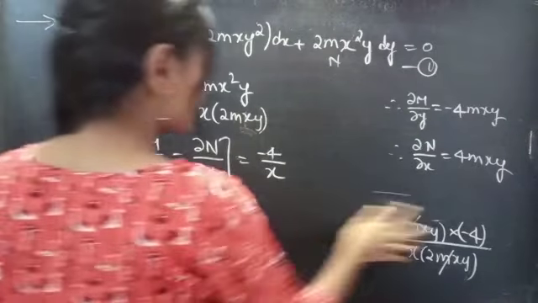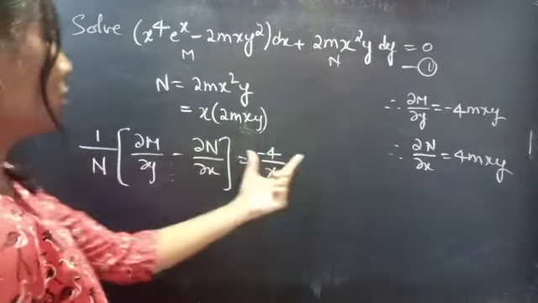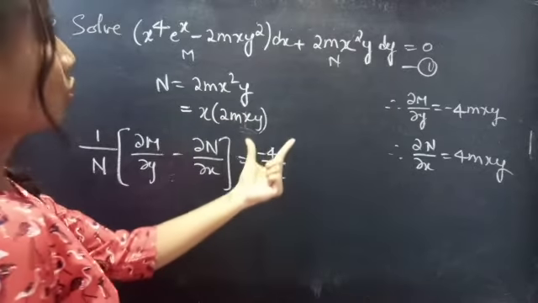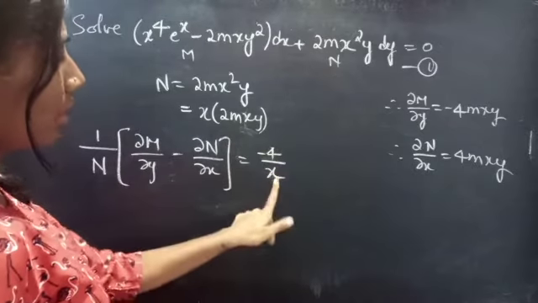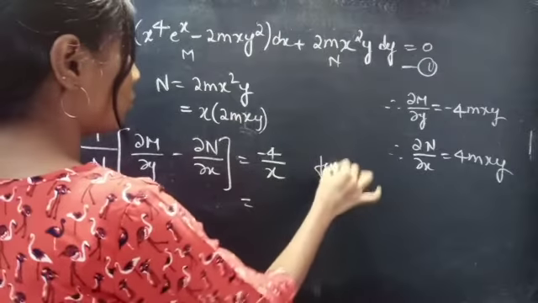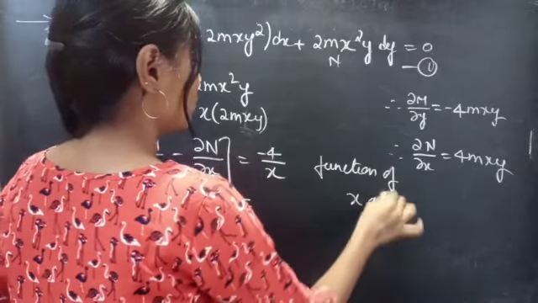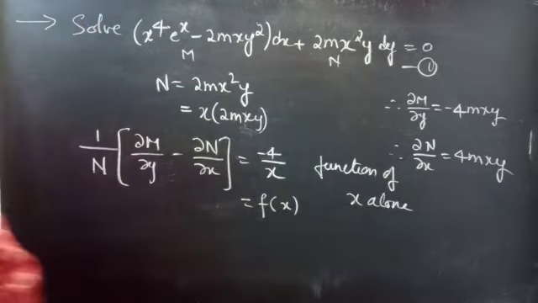Since it does not contain y, right? This function does not involve any y. So, we can call it a function of x alone, since it involves only x. You can name it f of x.